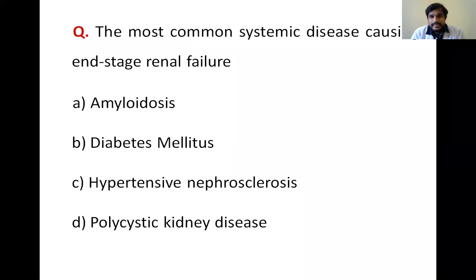So, for understanding, the most common systemic disease causing end-stage renal failure. This is important because this is the leading cause of renal failure going up to the end stage. So obviously the answer will be diabetes mellitus. This is the common cause leading to nephropathy, which leads to end-stage renal failure.